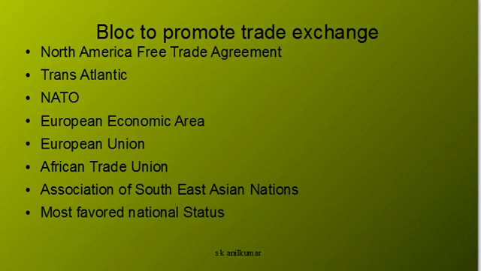The countries form various blocs to promote trade and exchange of goods. For example, the North American Free Trade Agreement, NAFTA, the European Economic Area or the European Union, the African Trade Union, the Association of Southeast Asian Nations. Now, when just two countries need to have a bilateral arrangement, an agreement, then what they give is called most favored nation status for the import from or the export to the specific friendly country.